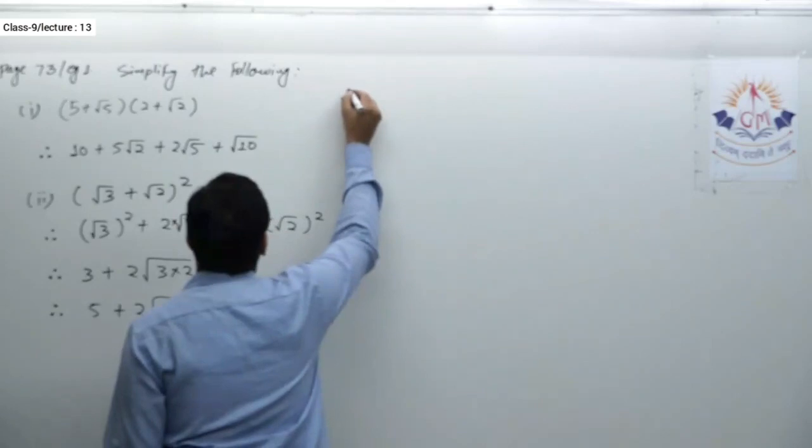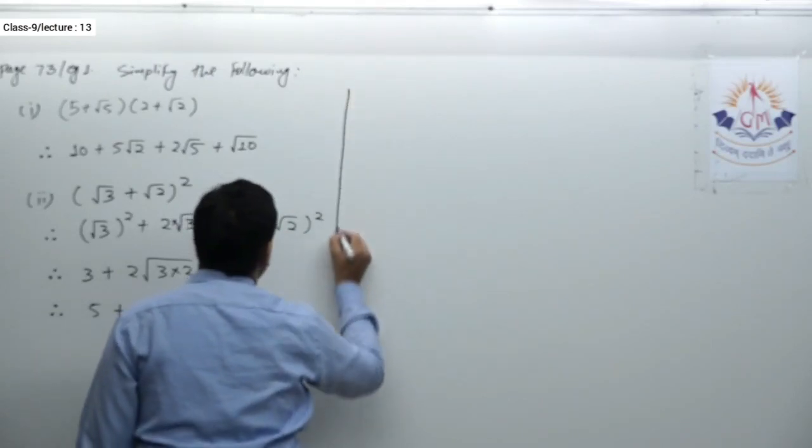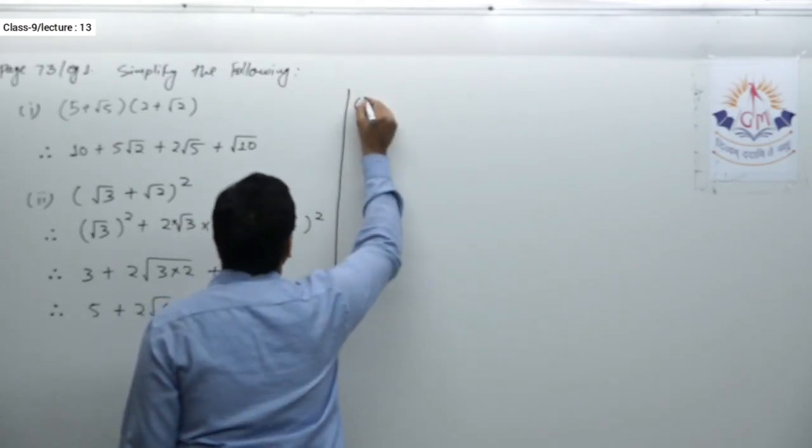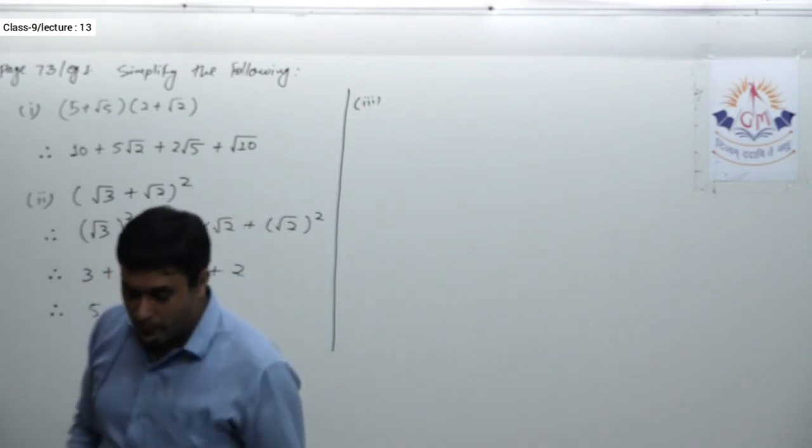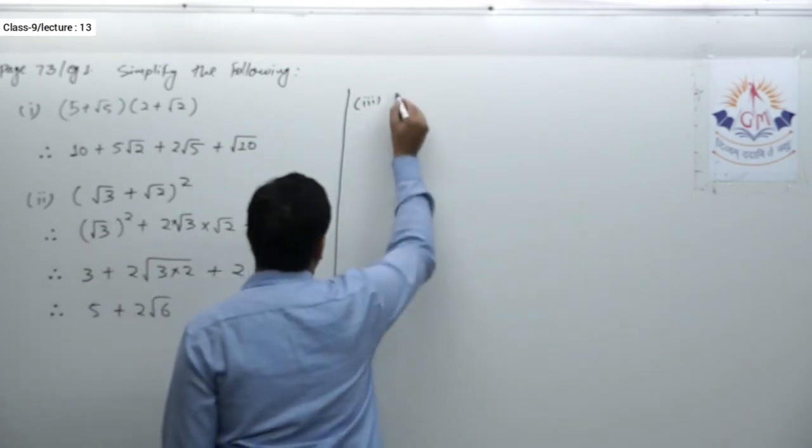Okay, now in the same example I'll take the third one. Third one is 2 plus root 2, 2 minus root 2.